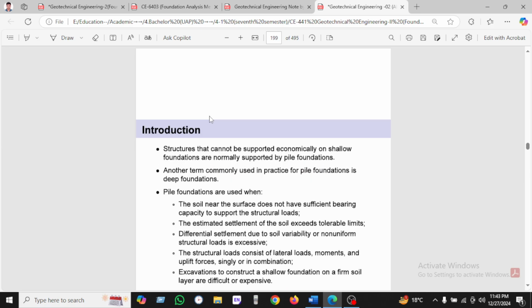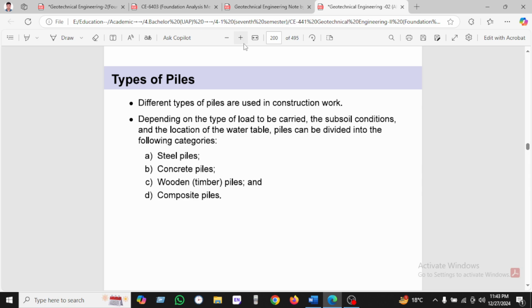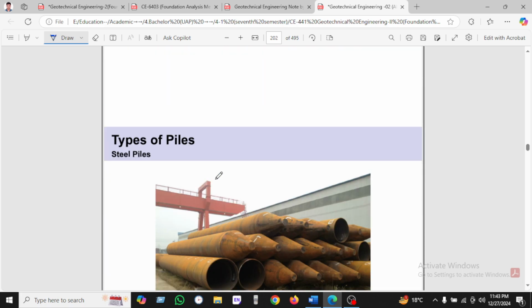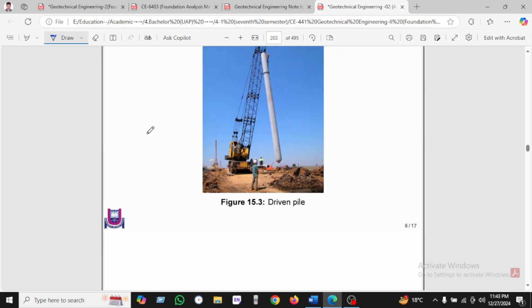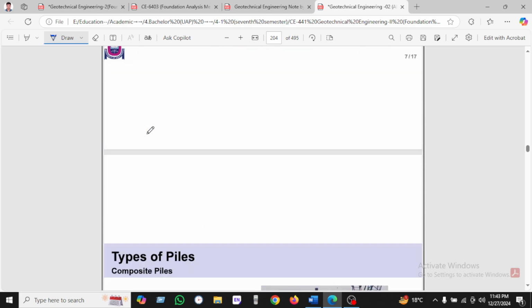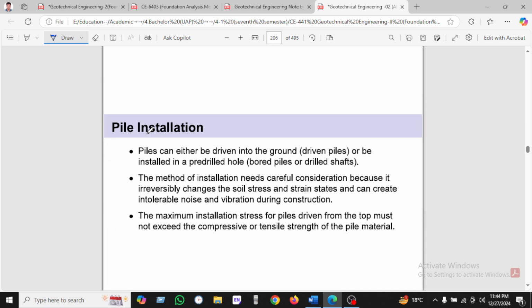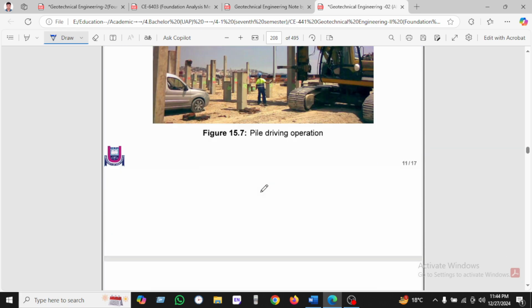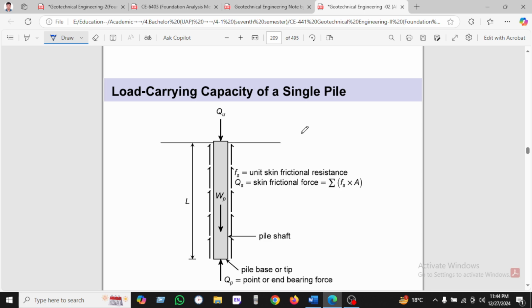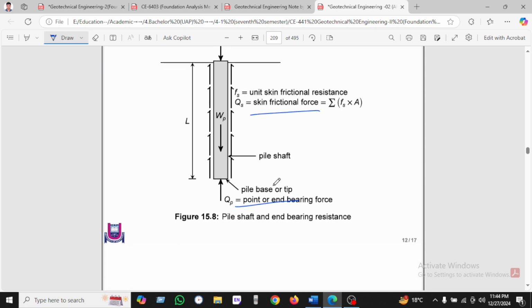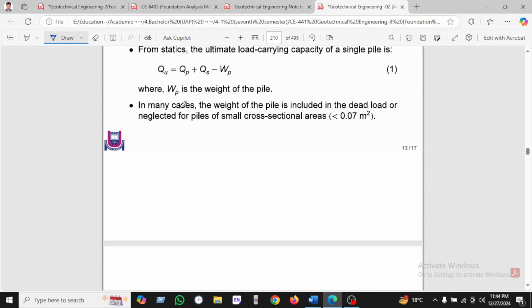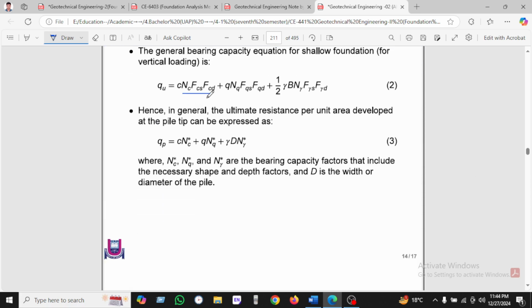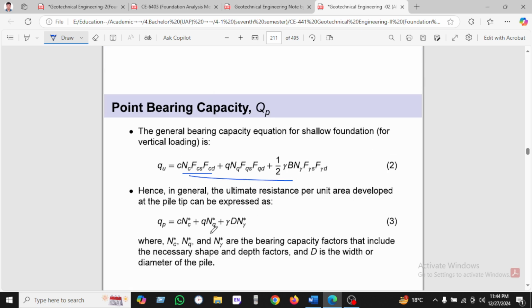There are some types of piles. You can see the sheet pile, concrete pile, wooden pile, and composite pile. Here is the H pile. You can see here the steel pile, the driven pile, and the timber pile also, and the composite pile. The pile installation figure is given here: the pile driving operation. For the load bearing capacity of a single pile, with skin friction and tip bearing, we can see here the load bearing of a single pile. We can calculate it this way; the general equation comes from here.